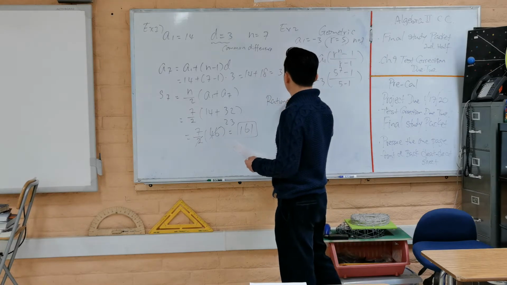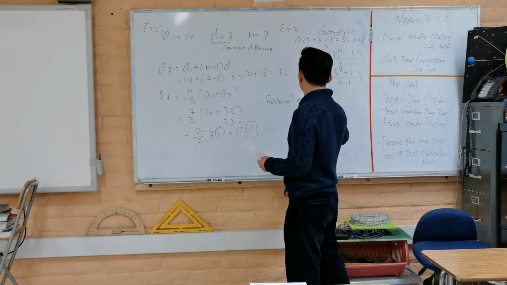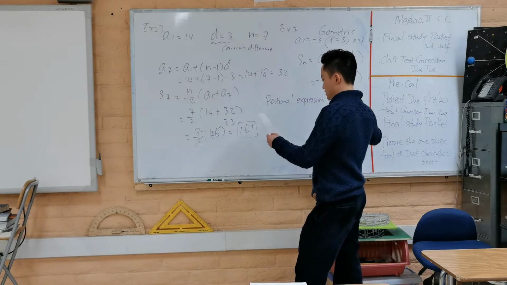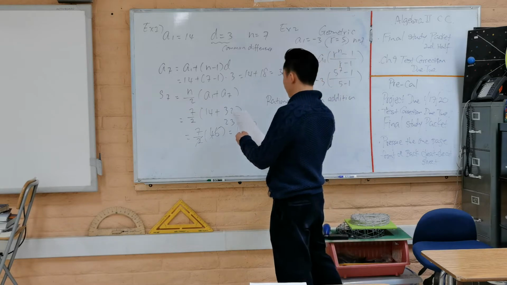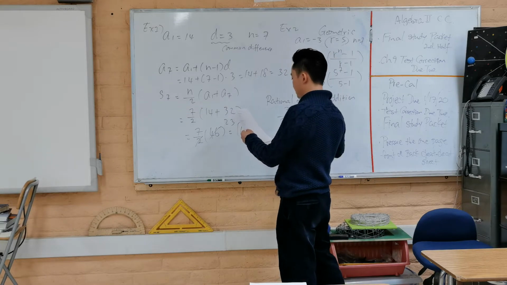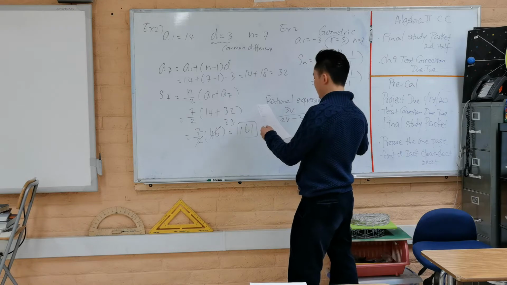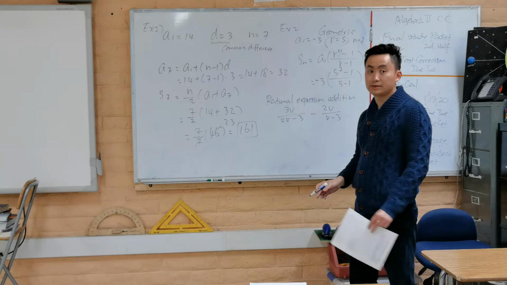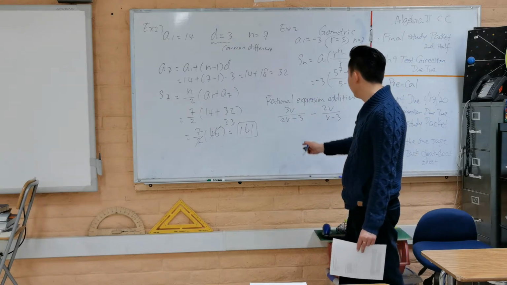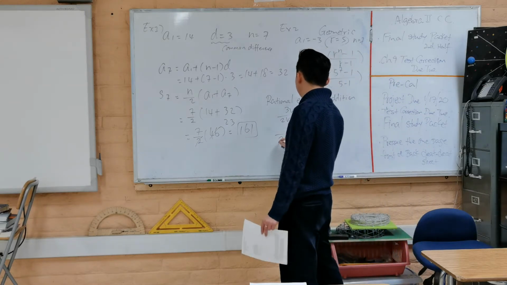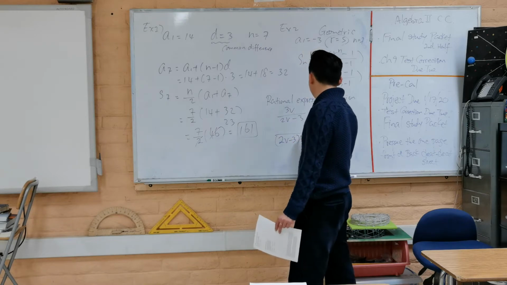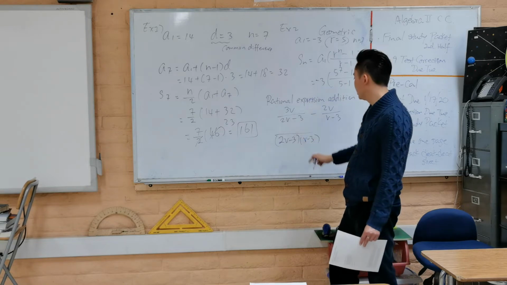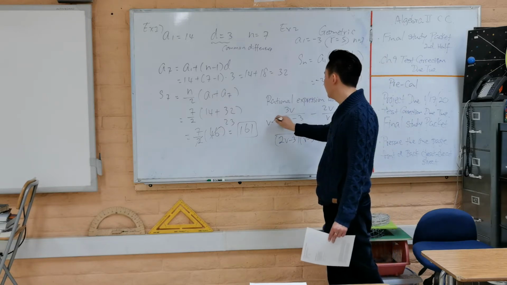Rational expression, addition or subtraction. So let's say we have a problem like 3v over 2v minus 3, minus 2v over v minus 3. Basically this one you want to find the least common denominator. Since they have nothing in common, the least common denominator would be 2v minus 3 and v minus 3. In order to go from here to here, you need to multiply top and bottom by v minus 3.